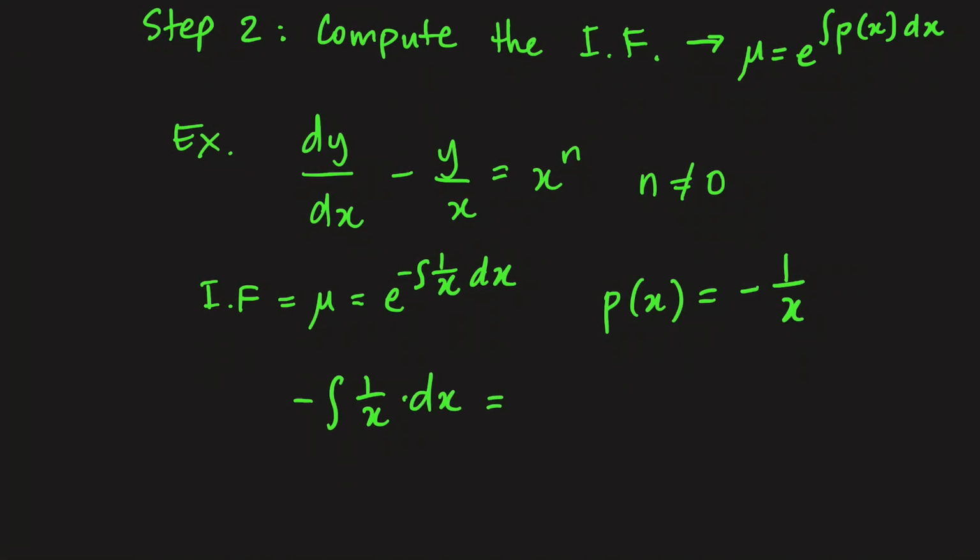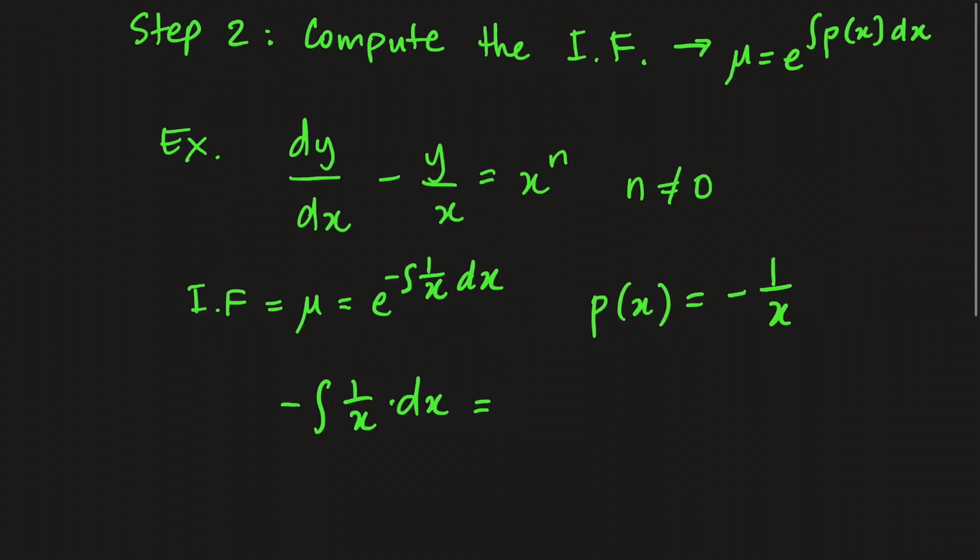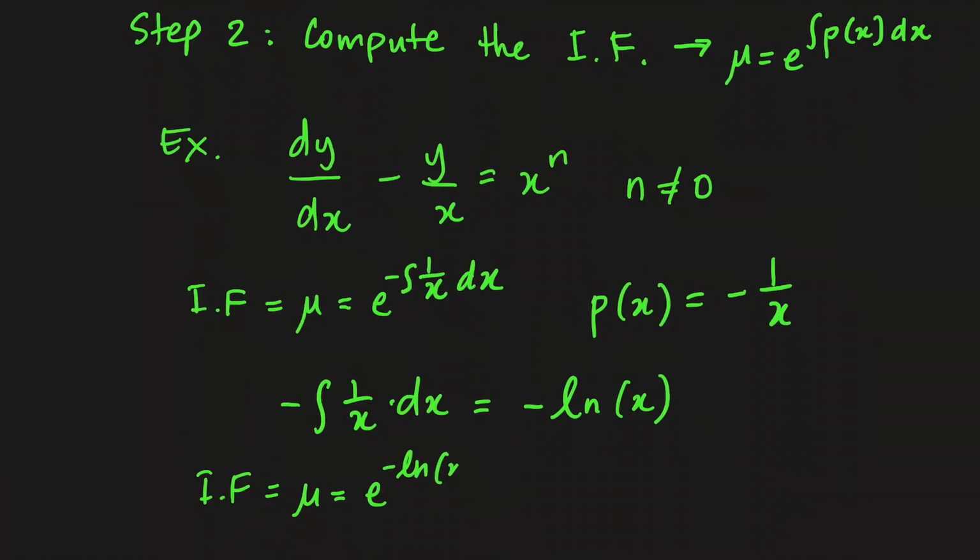The integral of minus 1 over x times dx. To solve this, we know that the integral of 1 over x dx is always equal to ln of x. In this case, it's going to be negative because there's a negative sign in front. Therefore, this becomes minus ln of x. And therefore, we can say that mu, or the integrating factor, is equal to e to the minus ln of x.